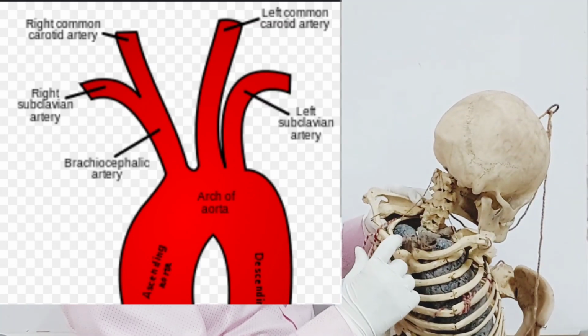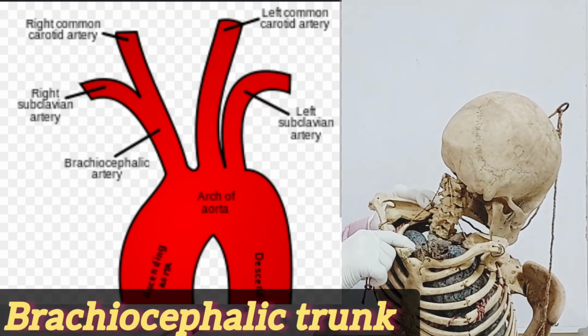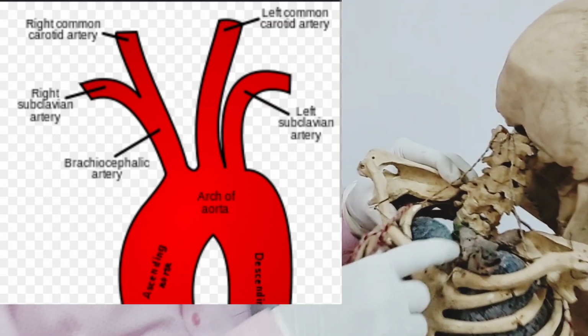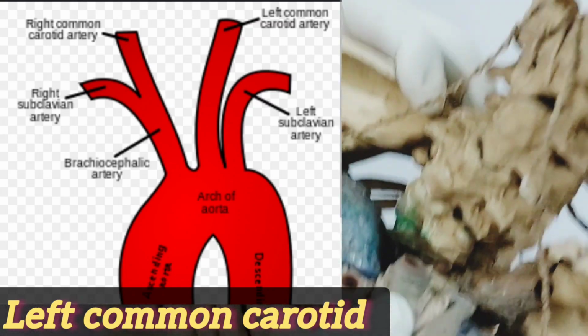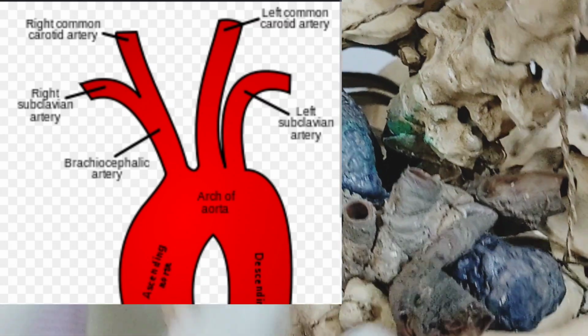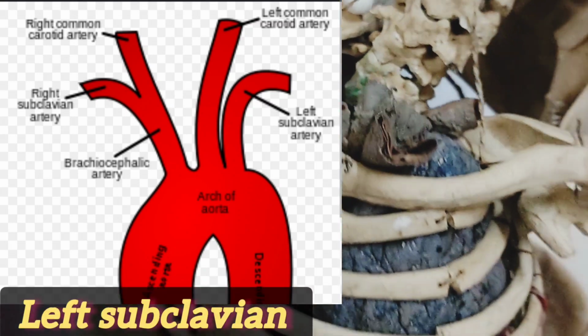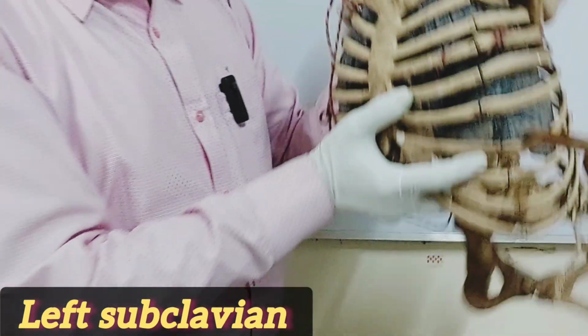These three structures are the brachiocephalic trunk, in the middle the left common carotid artery, and on the left side the left subclavian artery. So if you cut at this level, you will get three structures: one is the brachiocephalic trunk, one the left common carotid artery, and one the left subclavian artery.